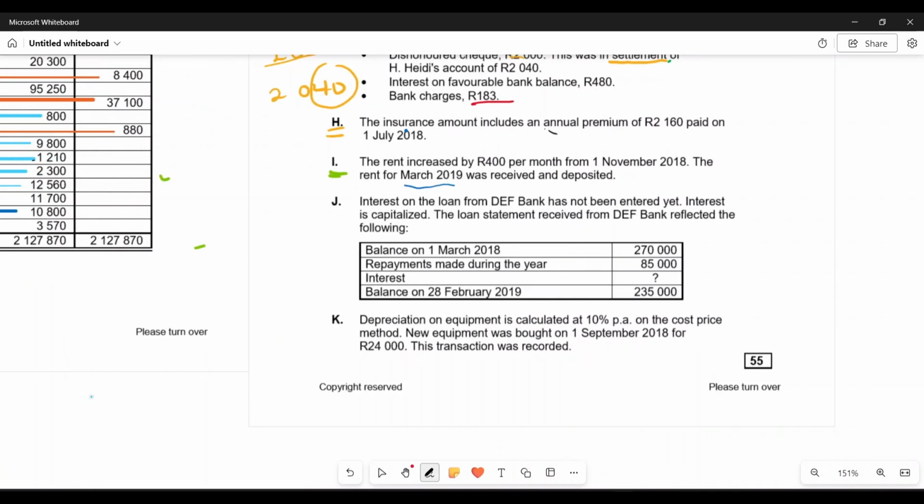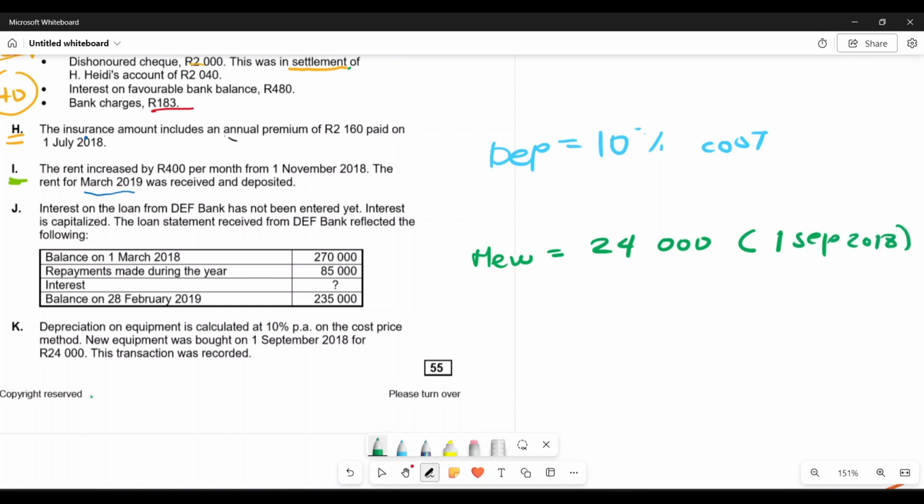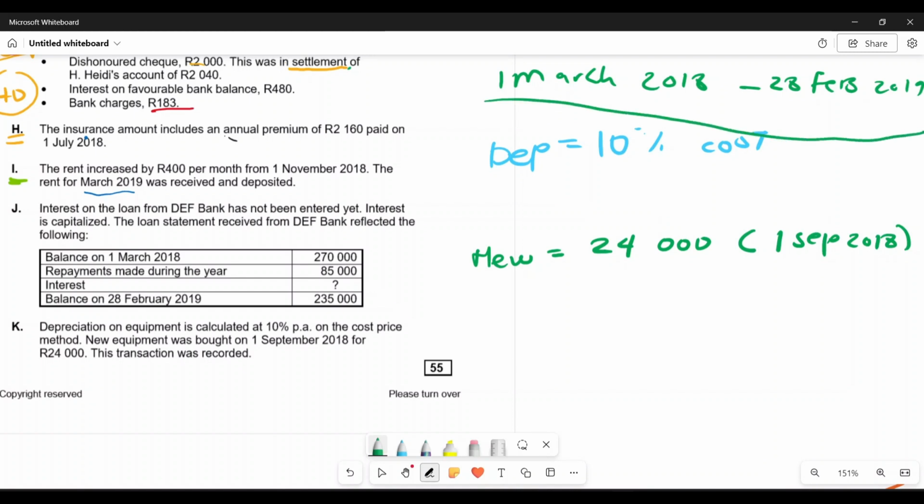Now, they're telling us that depreciation on equipment is calculated at 10% on the cost price, right? So first, depreciation is calculated at 10% on cost. Now, new equipment was bought on 1 September 2018. This transaction was not recorded. So there was new equipment which cost 24,000, and it was bought on 1 September 2018. Remember, your financial year starts from 1 March 2018 to 28 February 2019. This is your financial year.